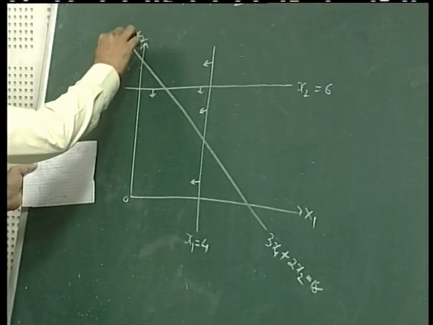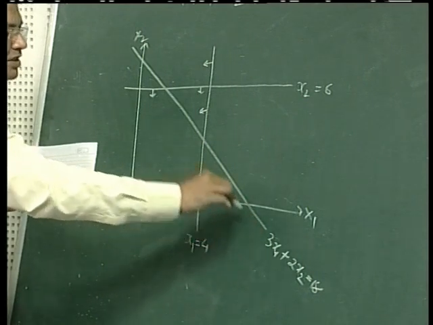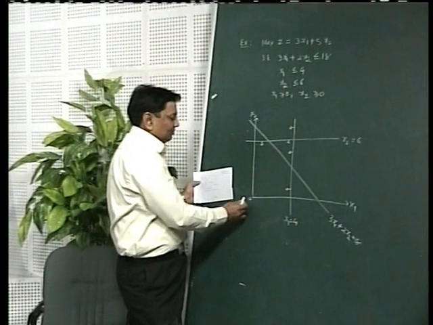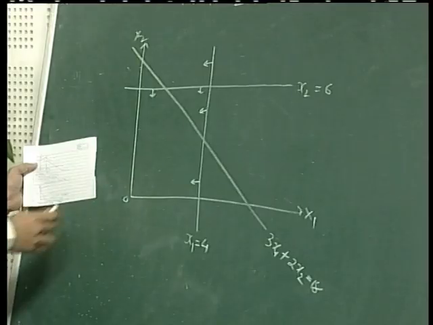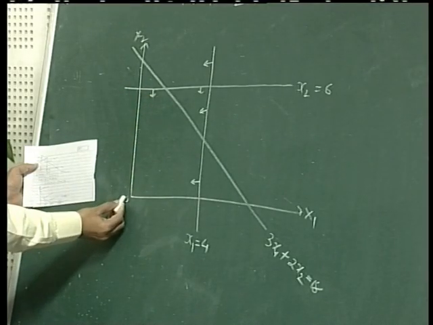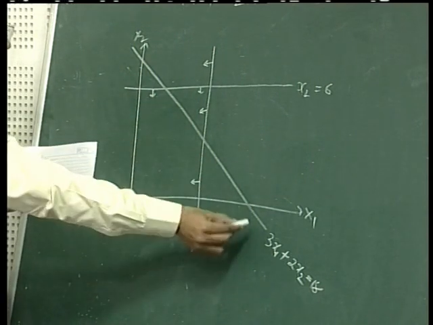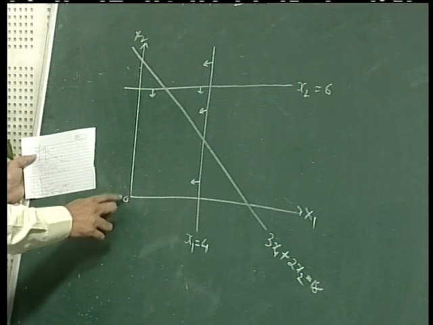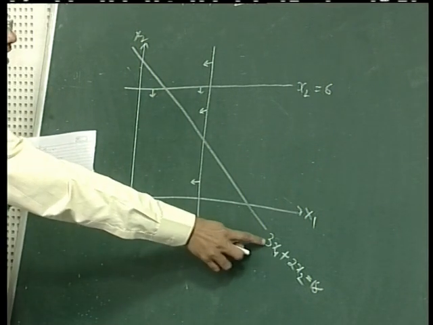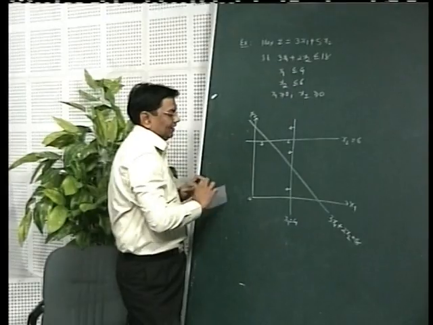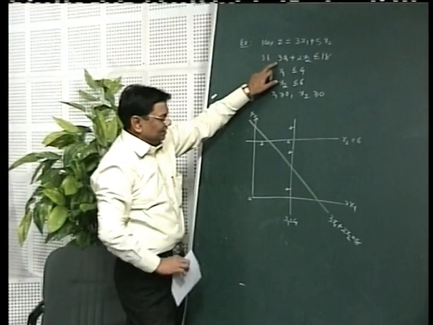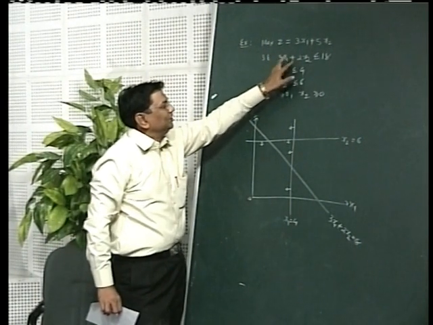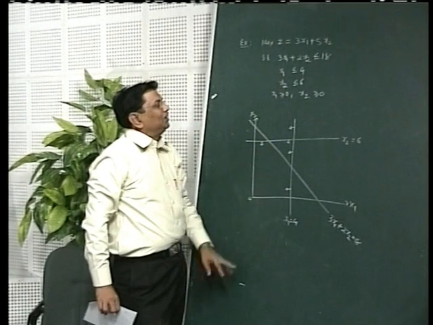The method is this: take any point which is not on this line. The most preferred is (0, 0), provided it is not on the line. So (0, 0), we can see it doesn't belong to this line. Then enter that (0, 0), meaning x1 equal to 0, x2 equal to 0, in the concerned inequality. So 3 into 0 is 0, 2 into 0 is 0. So 0 is less than or equal to 18.